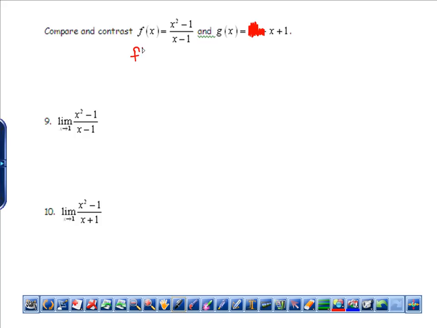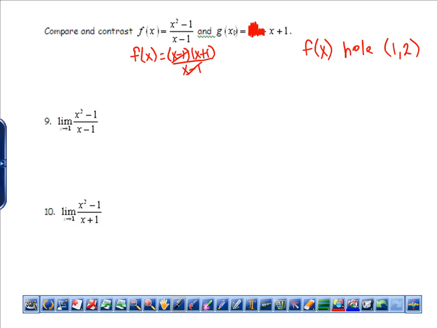All right, if we simplify f of x to be x minus 1 times x plus 1 over x minus 1, and we cancel, it appears that they're the same. What's the main difference then? Which one has the hole? Okay, f of x has a hole where? It's at positive 1 and then 2. That's the only difference between these two, okay?